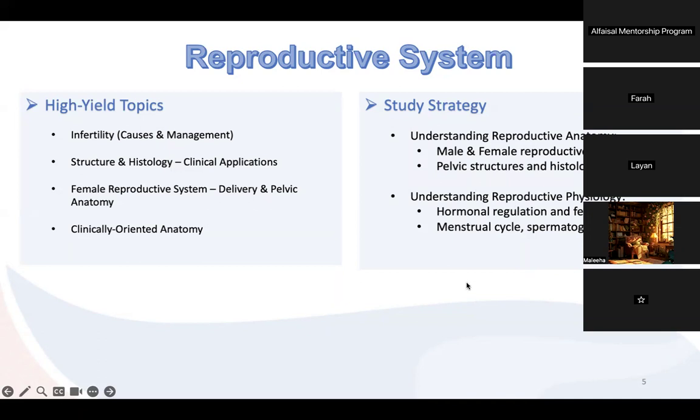For physiology, you have to focus on the hormonal regulation, and for the menstrual cycle, you have a lot of graphs. Whenever you have a graph in the menstrual cycle, it should be important, so try to focus on it. And you have to understand also about spermatogenesis and these physiology topics.